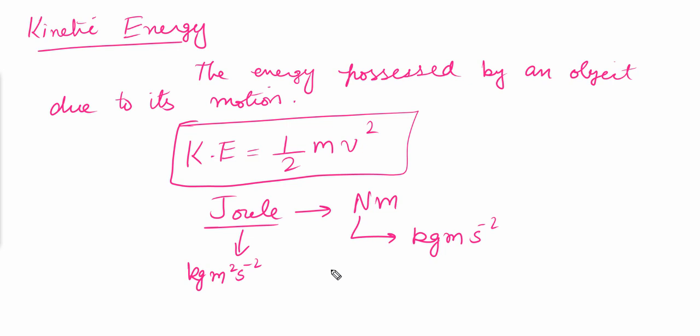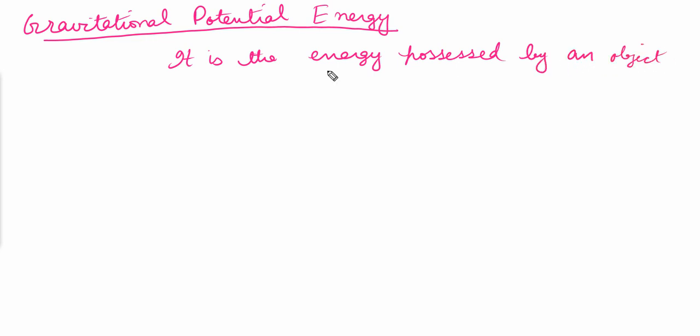Now after the kinetic energy, we have to discuss the gravitational potential energy. Alright, so the gravitational potential energy is basically the energy possessed by an object due to its height. Energy possessed by an object due to its height, that is called our gravitational potential energy. So we'll represent it with GPE. That would be equal to mgh.